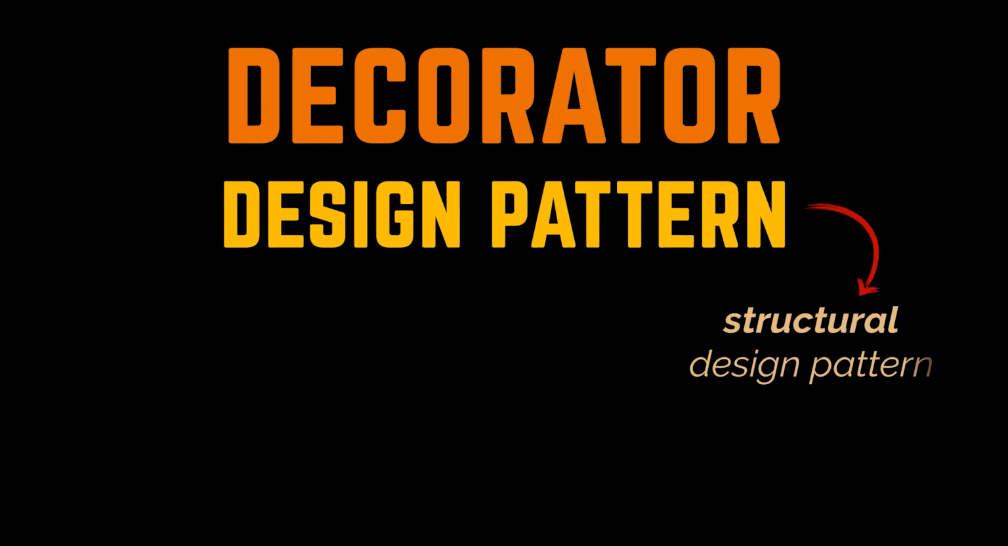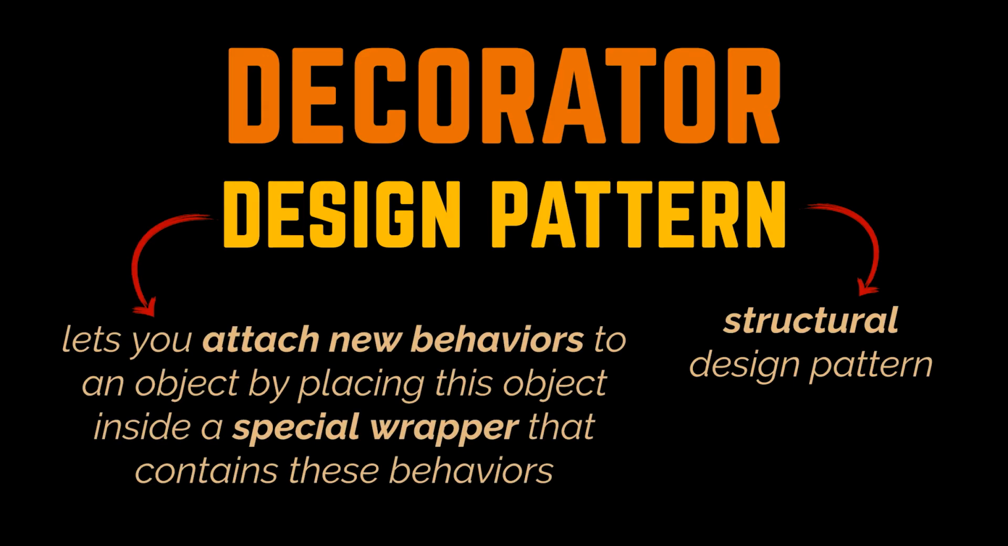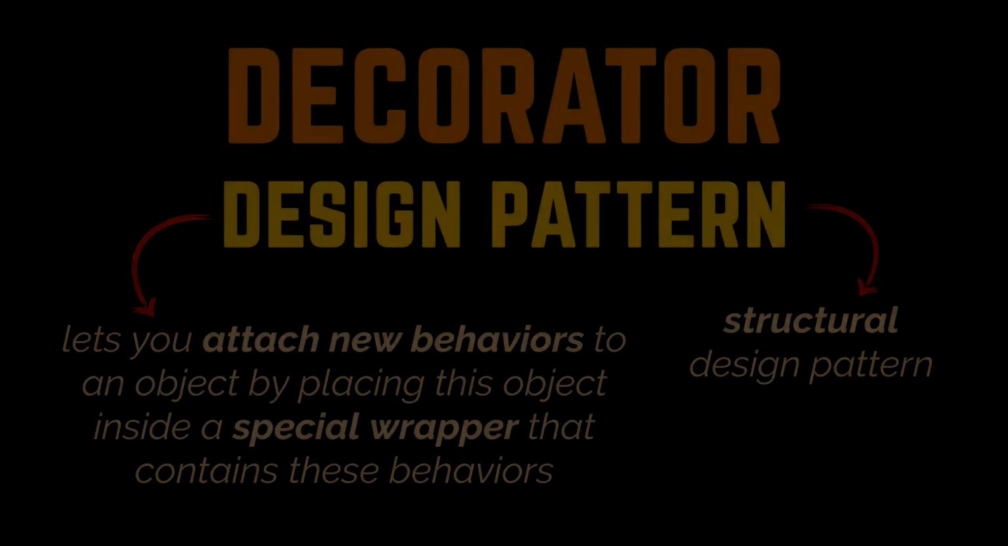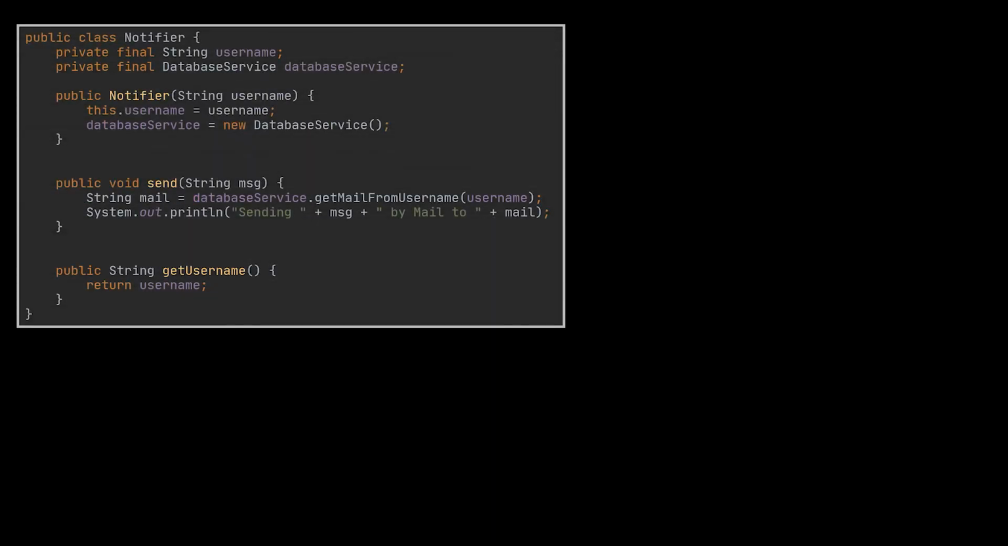The Decorator Pattern is a structural design pattern that lets you attach new behaviors to an object by placing this object inside a special wrapper object that contains these behaviors. Let's try to apply that on our notification service example. To do that, we will keep the main component of our app, the notifier class, intact.